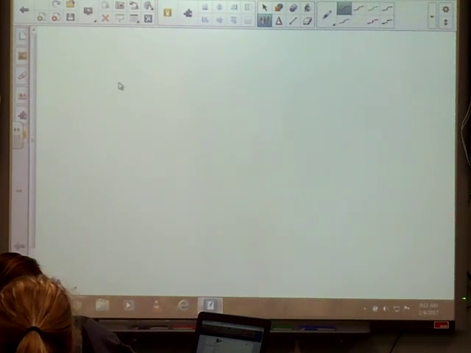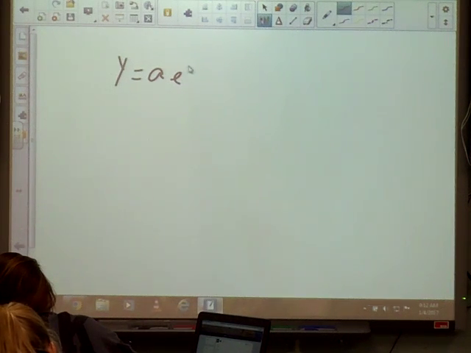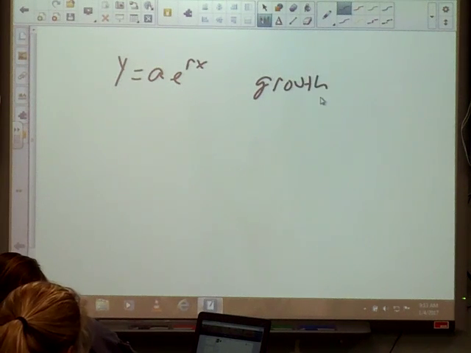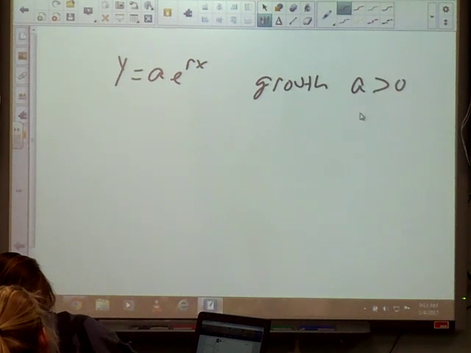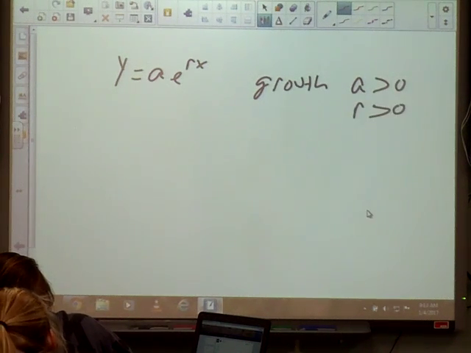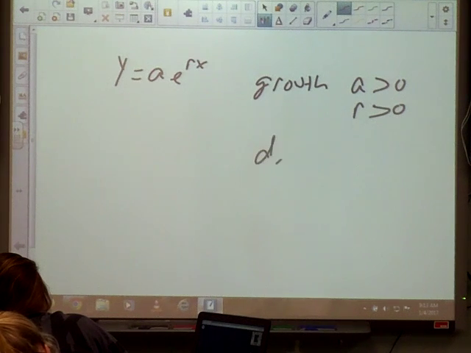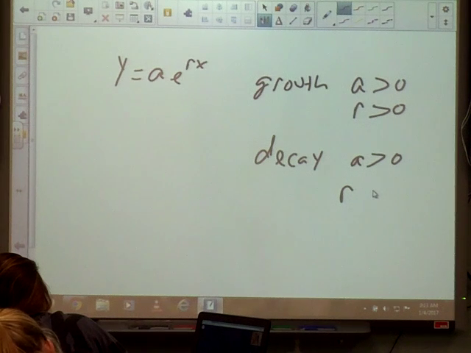What you need to know is, if we have y equals a times e to the rx, how we decide if we're exponential growth or decay. I'm just copying this down as we go here. It's a growth if both your a and your r are positive. Greater than 0 means it's positive, right? You're a decay when your a is still positive but your r is negative.